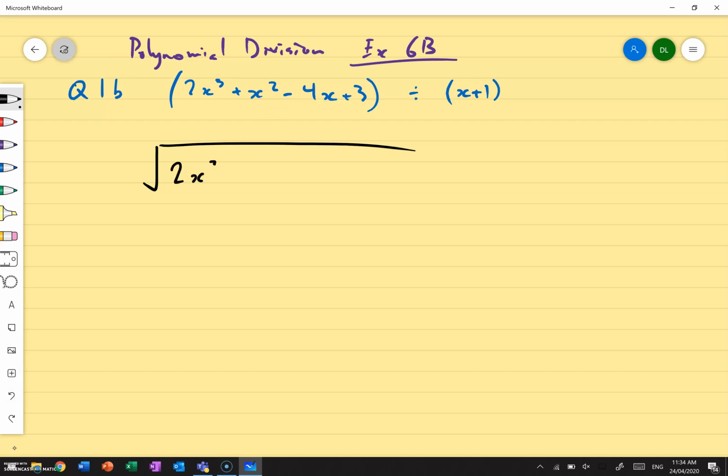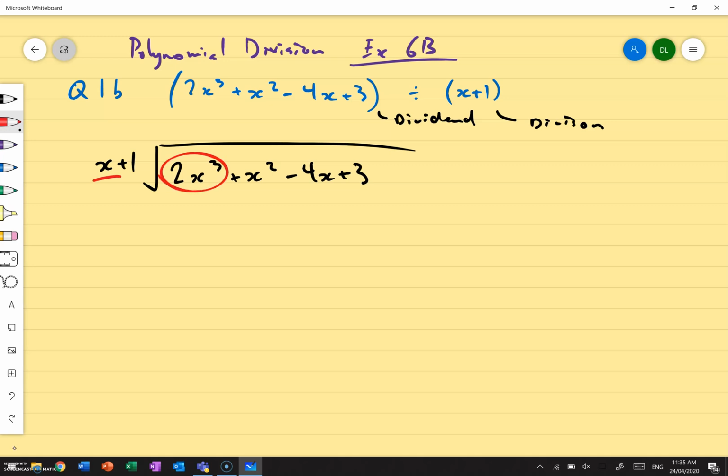So it's 2x cubed plus x squared minus 4x plus 3. And I'm dividing it by that. That's my divisor. That's my dividend. Alright, so my divisor goes over here, x plus 1. So it's just like our normal long division with arithmetic numbers. So I think to myself, what do I have to multiply x by to get to 2x cubed, sorry.